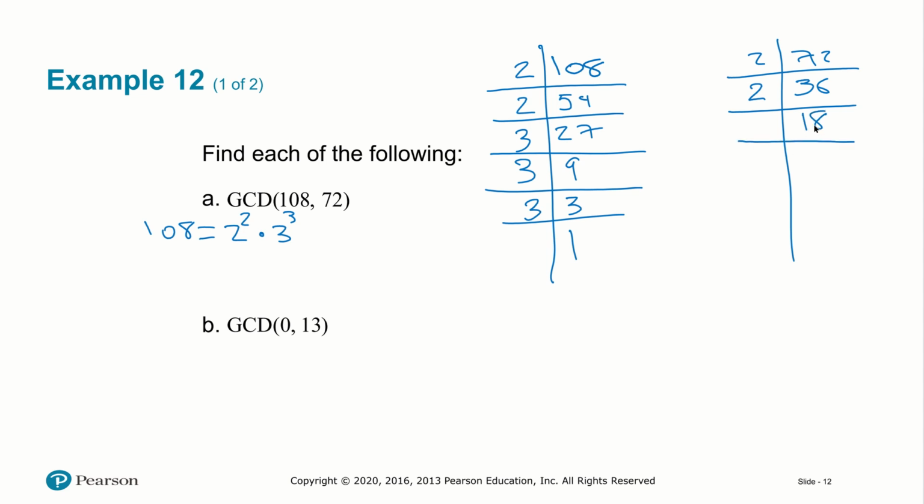Now 18 is even, so again we can go with 2. 18 divided by 2 is 9. Now we have to move on to 3 because we know 3 goes into 9. So 9 divided by 3 is 3. We write it on the right side. And finally, we know that 3 goes into itself. So we get a 1 on the right side, and we know we're done. So notice that 72 is 2 cubed times 3 squared.